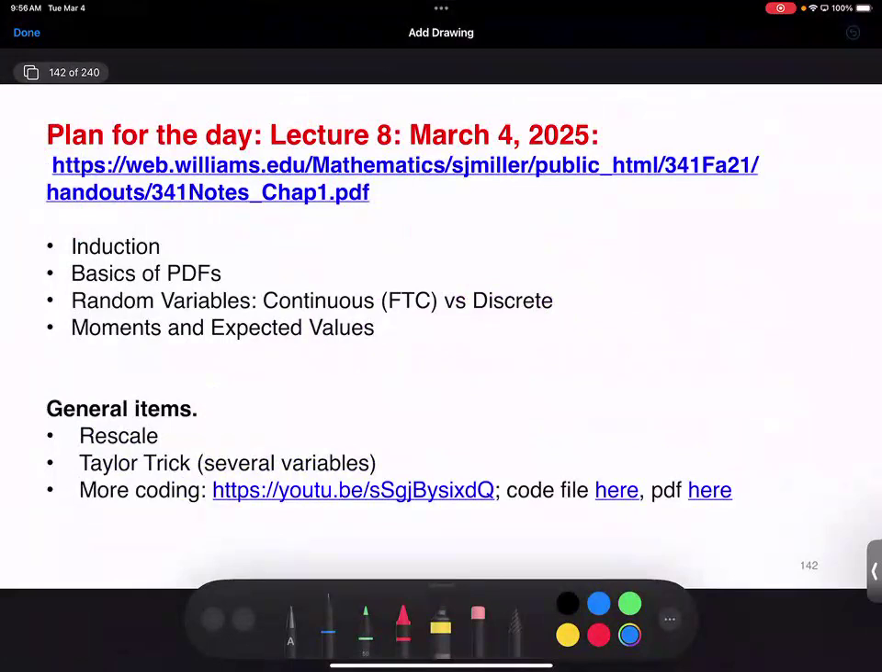Okay, excellent, thank you. Then we'll start talking about the basics of PDFs. We'll talk a little bit about random variables. And then if time permits, we'll talk about moments and expected values.